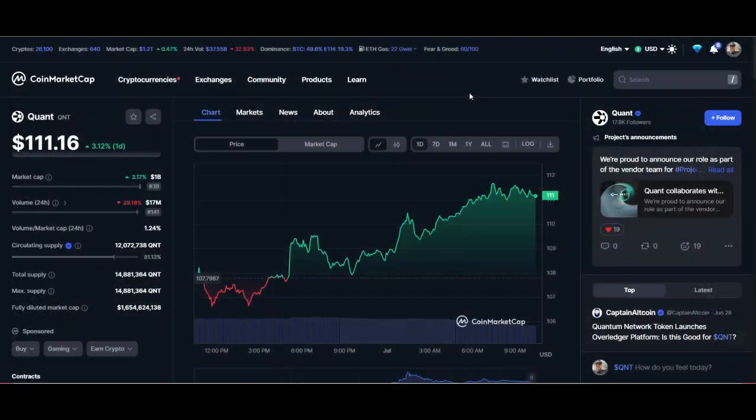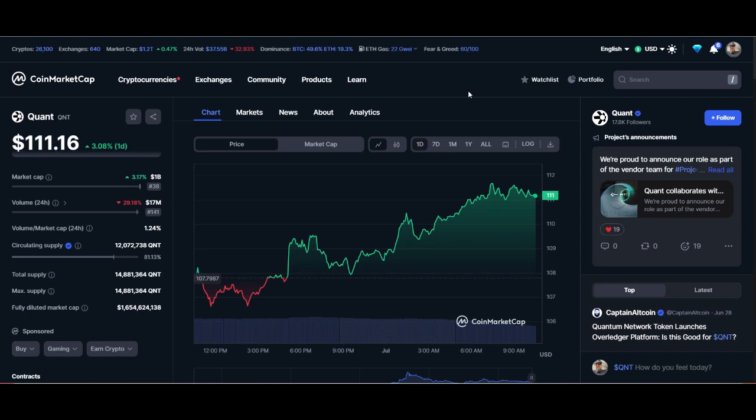All right, guys, so on the daily today, Quant is sitting at 111.16, up 3.8% on the daily. Our market cap is at $1 billion. 24-hour volume is roughly around $18 million. Circulating supply is 12 million Quant. Total supply is 14 million.